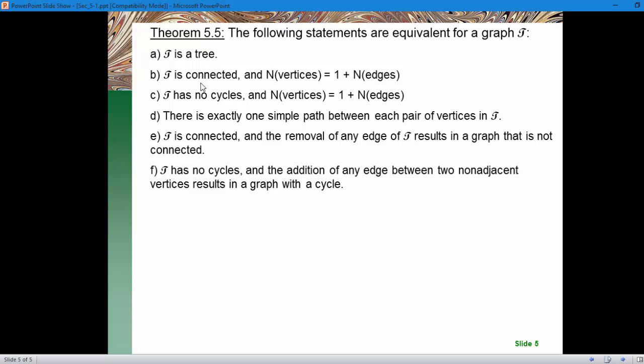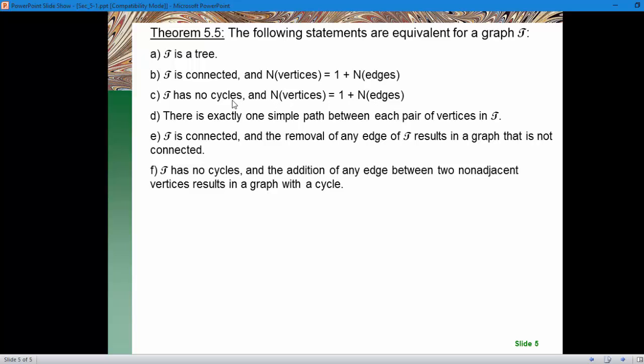So it's another way of actually defining a tree, if you will. If you have a graph that is connected and it obeys this formula, then you know for sure that it's a tree. Here's another way to describe a tree. If a graph is a tree, then the graph has no cycles, and again, the number of vertices is 1 plus the number of edges. And this is another way of describing a tree.